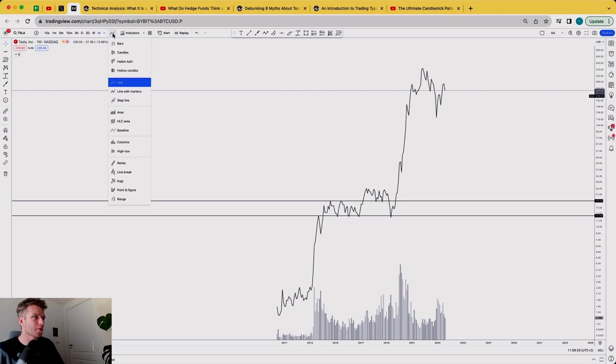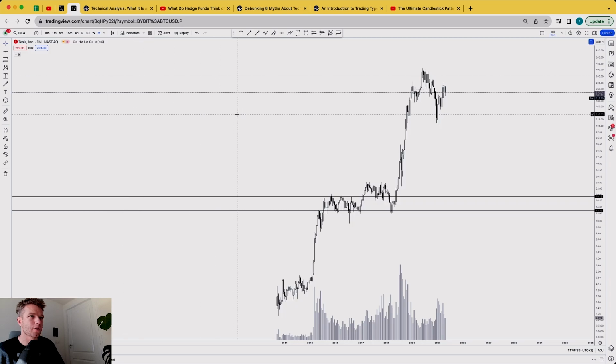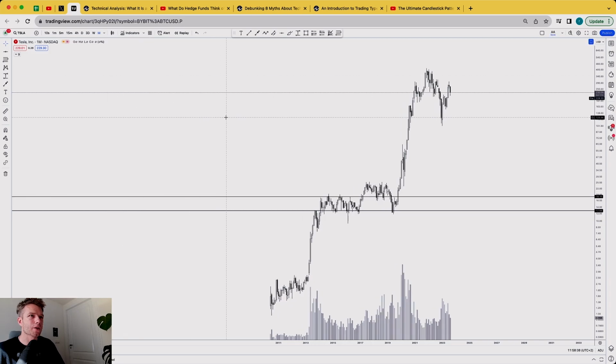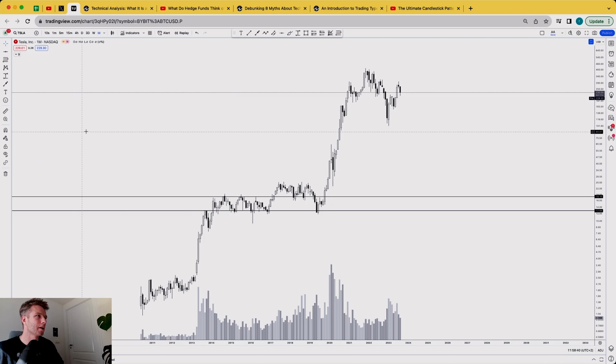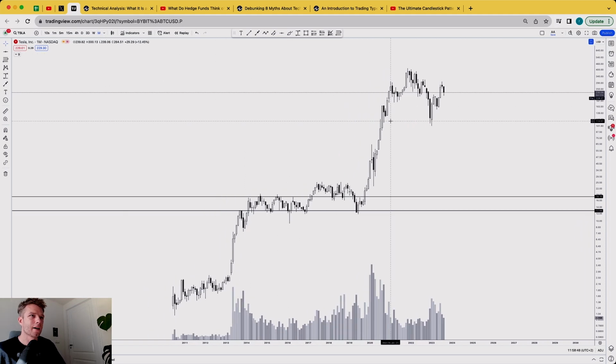One thing that I want to just point out is that we can switch from a line chart over here to candles. In my case, I'm using hollow candles over here. And what is a candlestick? A candlestick basically shows you a certain trading period. So in this case, we're looking at 1 month of trading data. So each of these bars is 1 month of trading data.